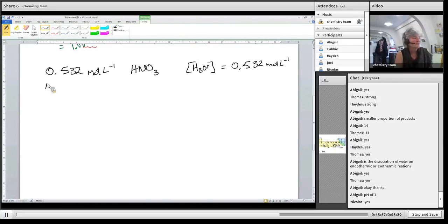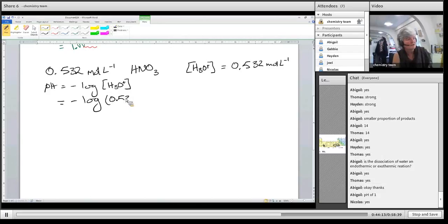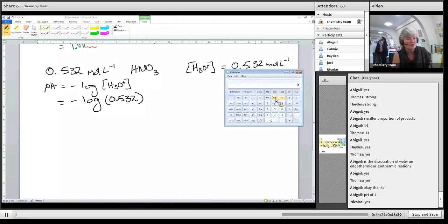So now you just simply say pH is equal to negative log of the hydronium ion concentration. So it's minus log of 0.532. And if I do that calculation, it's the same sort of thing. You go 0.532 and you do a log, and can you see you've got negative 0.274.